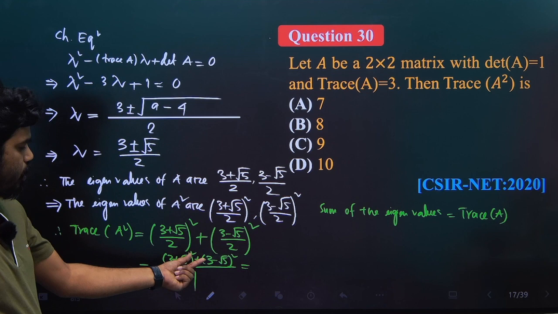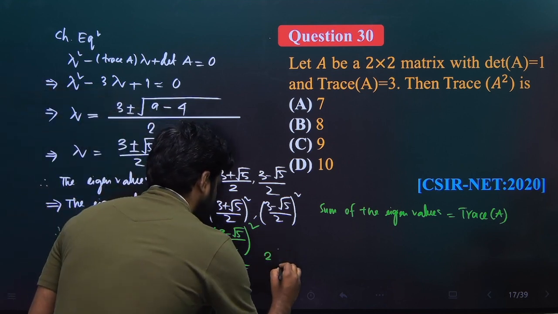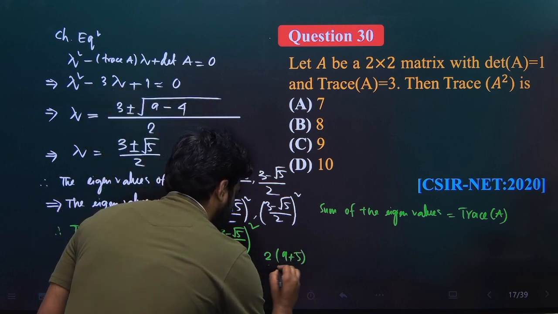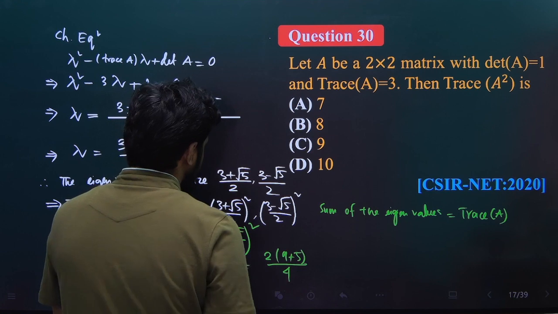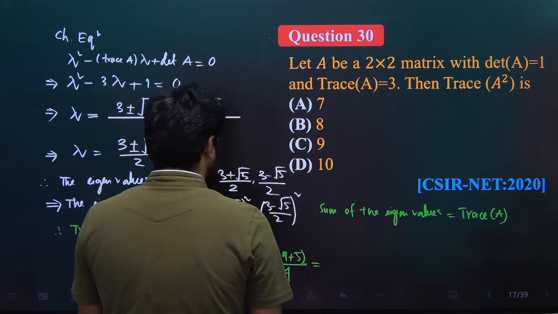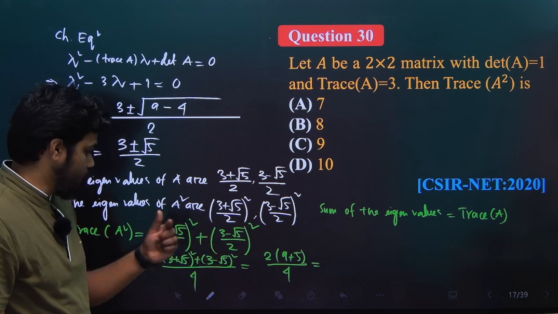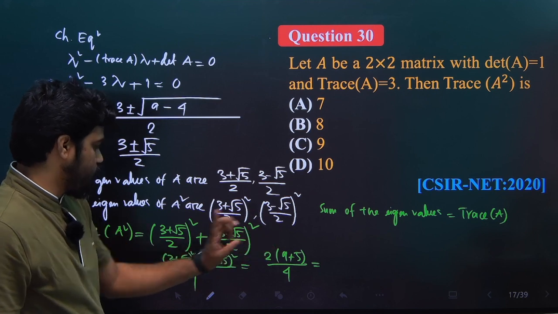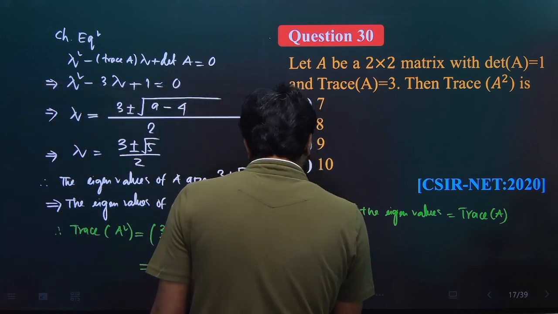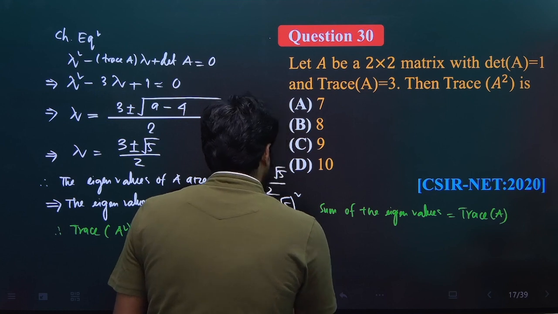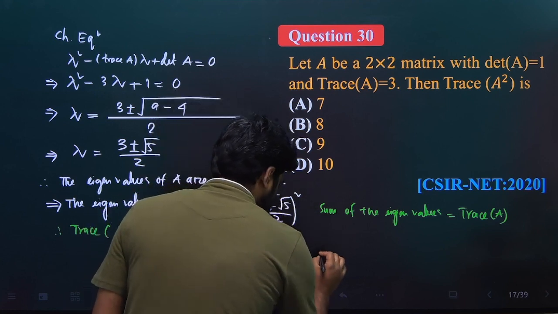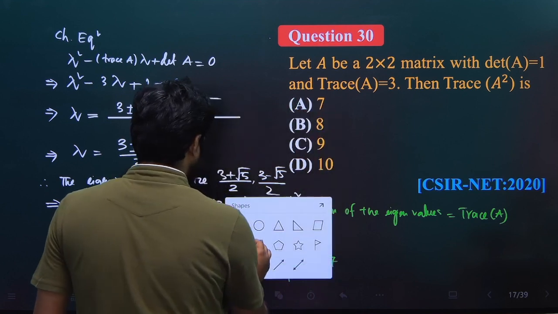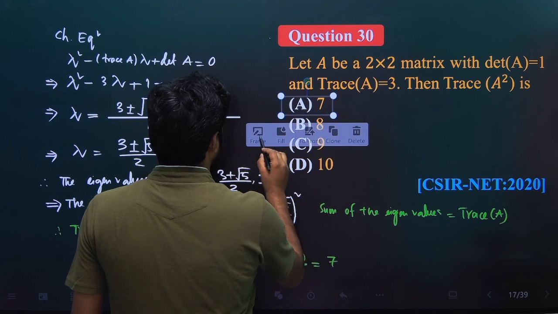So (a plus b) square plus (a minus b) square is 2 into (a square plus b square). So 3 square is 9, root 5 square is 5. So 9 plus 5 is 14. 14 into 2 is 28. 28 divided by 4 is 7. So option A is the correct answer.